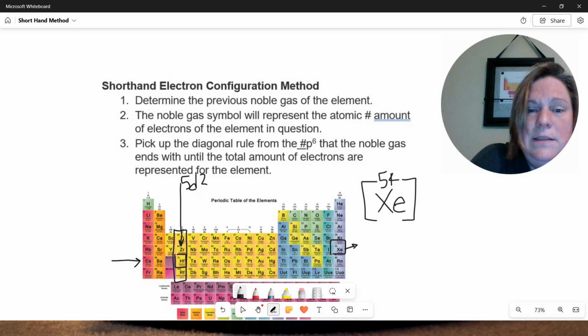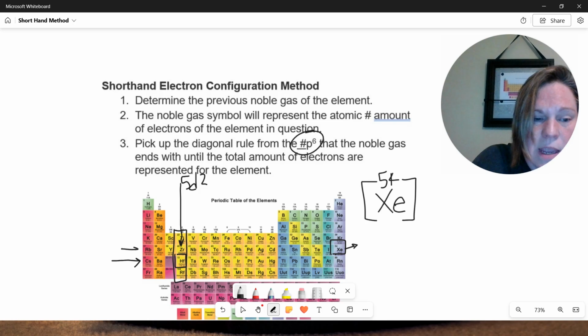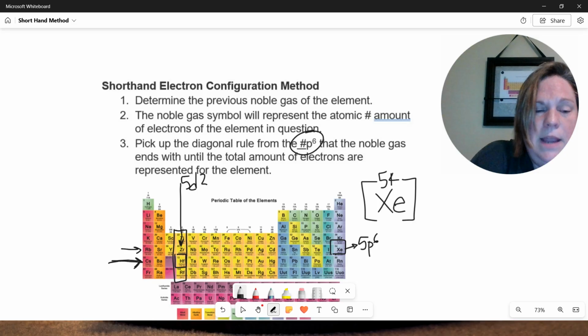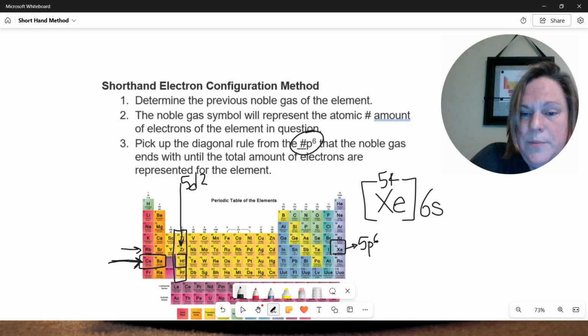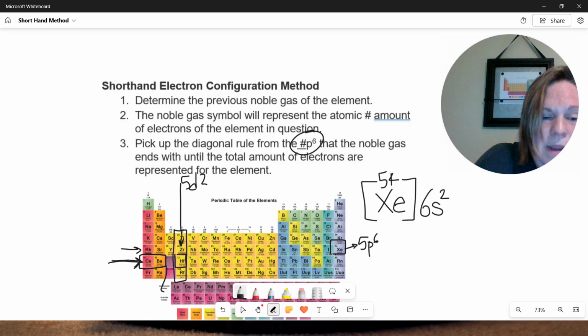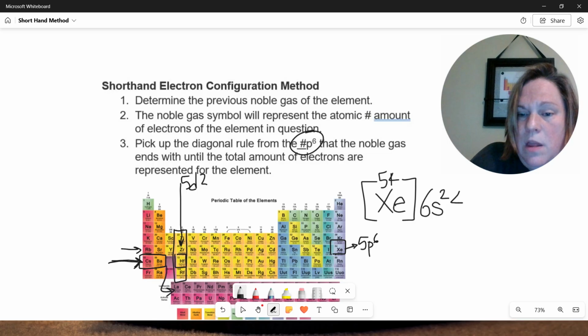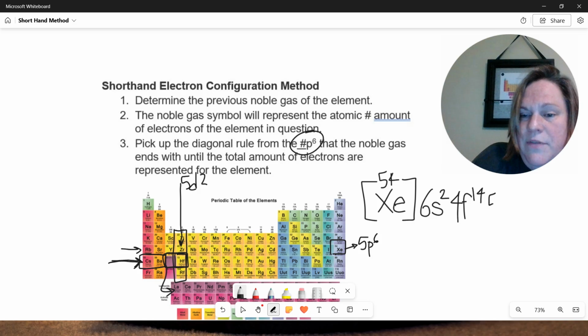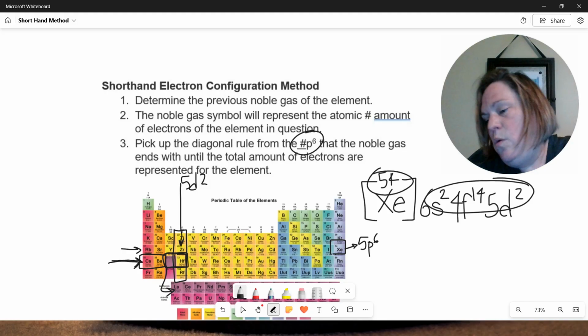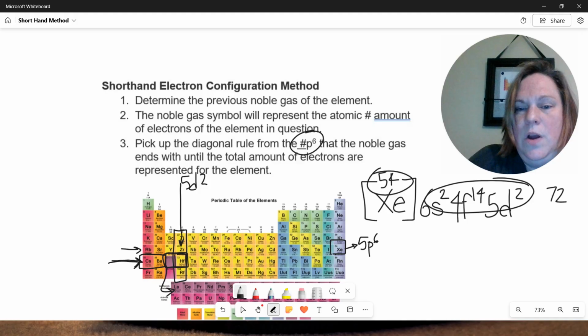Now, remember what the rule says. It lands on a p6. It's in the 5th row there, so this is 5p6. So I need to pick up the diagonal rule here in the 6th row. And so I'm going to first fill this section, which is the 6s2. Then I'm going to come down here to the 4f, and I'm going to fill all of the 4f with 14 electrons. And then I'm going to come back and fill these two, which are in the d cloud, and it's going to be 5d2. And so if I add these up, along with the 54, I'm going to get hafnium's 72 electrons.